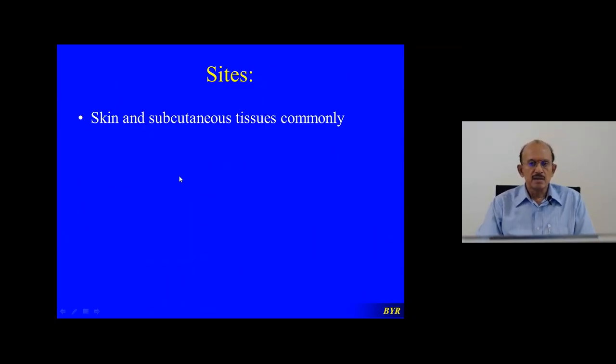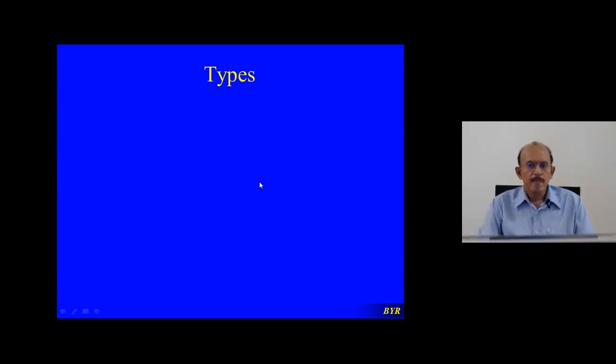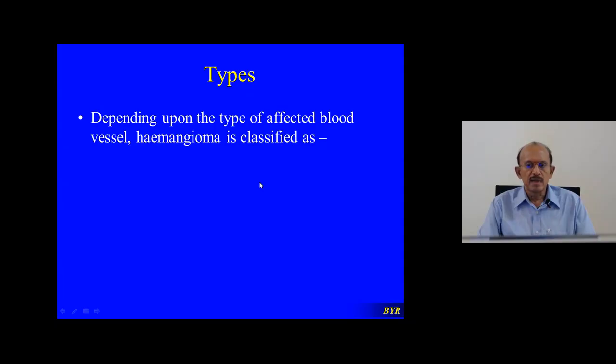Sites of occurrence: skin and subcutaneous tissues commonly. So these hemangiomas or the vascular malformations usually occur over the skin and subcutaneous tissues. Sometimes they can occur in any organ. We have seen hemangioma of the liver, hemangiomas of the spleen, hemangiomas in the brain. Types: depending upon the type of affected blood vessels, hemangioma is classified as capillary, cavernous, and plexiform.